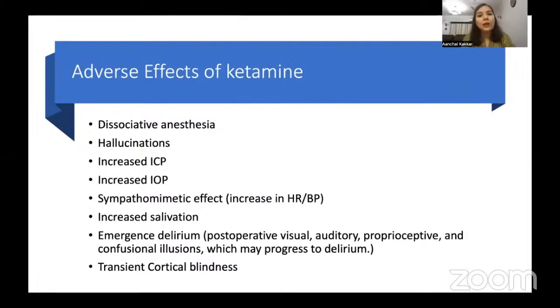which may cause aspiration. Then during the emergence from the anesthesia, it causes emergence delirium, that is post-operative visual, auditory or proprioceptive and confusional illusions, which may progress to delirium in certain patients in the post-operative period. And it is also reported to cause transient cortical blindness in certain patients.